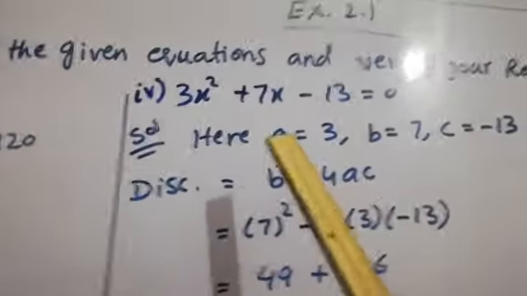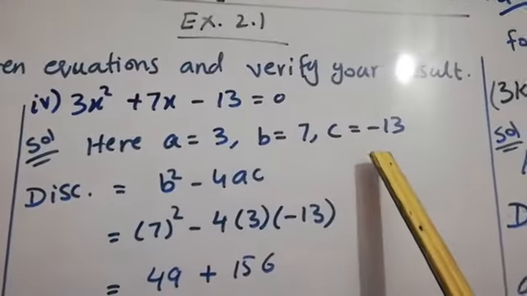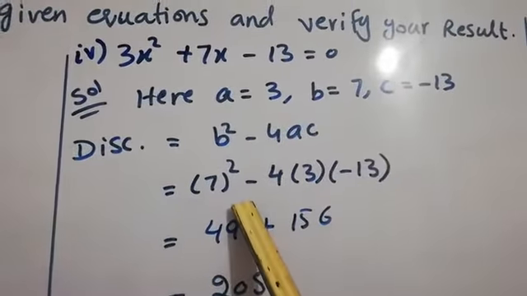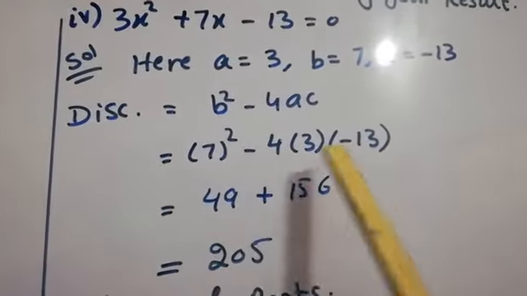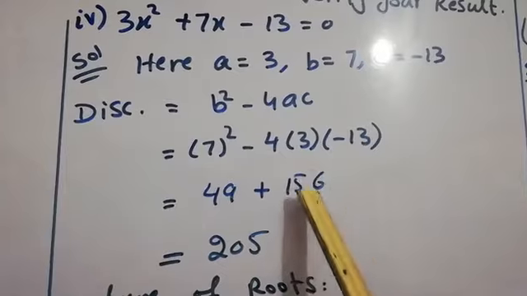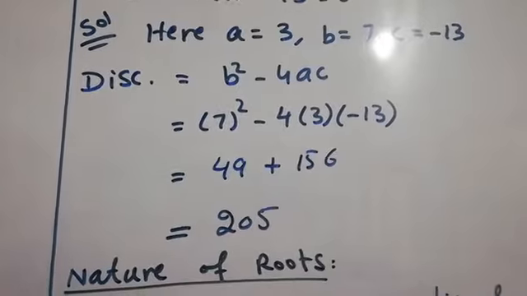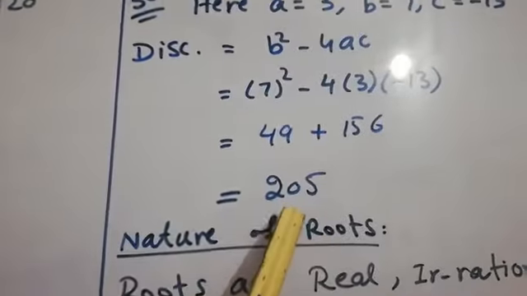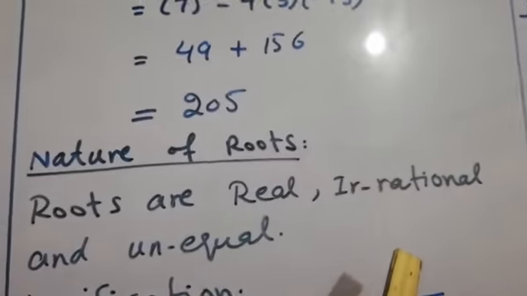Part number 4: 3x square plus 7x minus 13 equals 0. Here a is equal to 3, b is equal to 7, c is equal to minus 13. So discriminant is equal to b square minus 4ac. First of all, write the values of b, a and c in the formula, and then 7 square is 49, minus minus, 4 3s are 12, 12 13s are 156. After adding these two values, we get 205. My dear students, you can observe that 205 is not a perfect square. This is not the square of any value. So the roots are real but irrational.